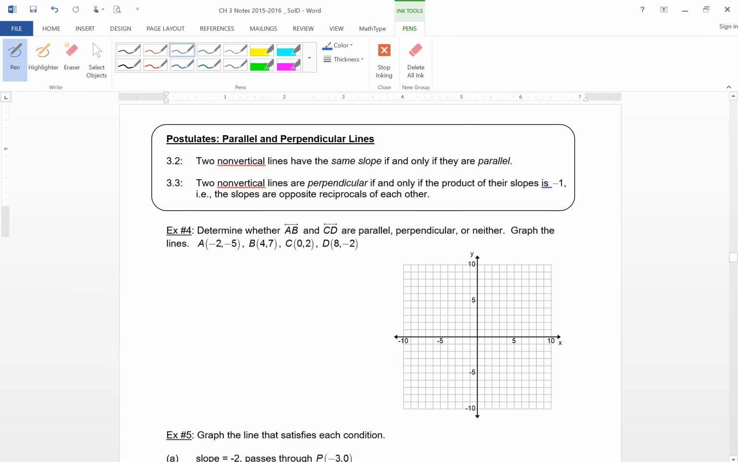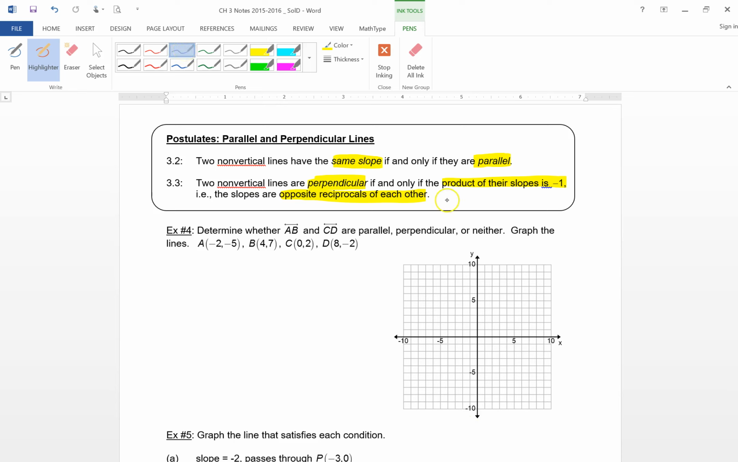Okay, here are some postulates. If you have two non-vertical lines and they have the same slope, they are parallel. All right? So if two lines are parallel, then they have the same slope. If two lines are perpendicular, then the product of their slopes is -1. What does that mean? The slopes are opposite reciprocals of each other. Okay? So what does that mean?